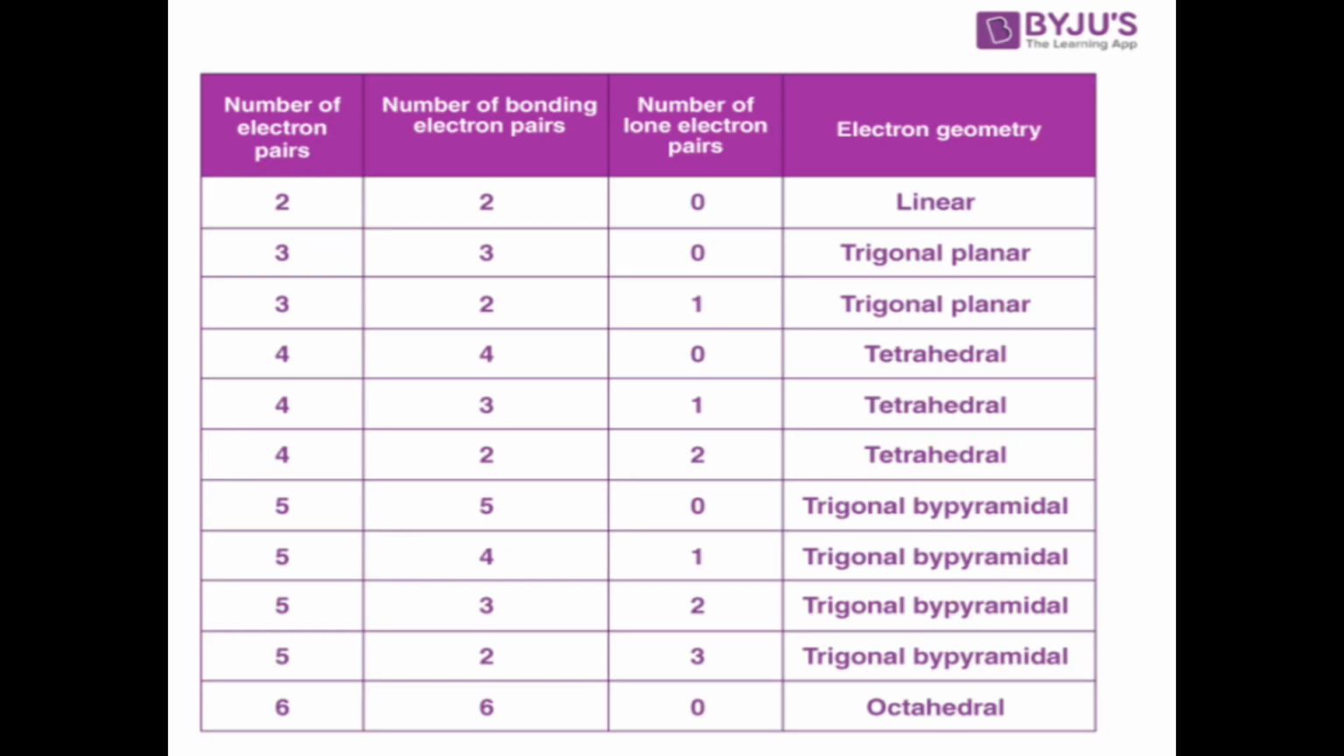5 bonding pair, 0 lone pair, trigonal bipyramidal. 4 bonding pair, 1 lone pair, trigonal bipyramidal. 3 bonding pair, 2 lone pair, trigonal bipyramidal. 2 bonding pair, 3 lone pair, trigonal bipyramidal. 6 bonding pair, 0 lone pair, octahedral. So we are talking about electron geometry here. Please take note of that.